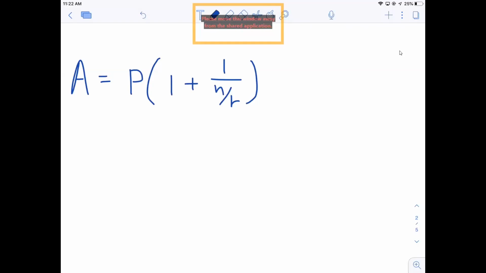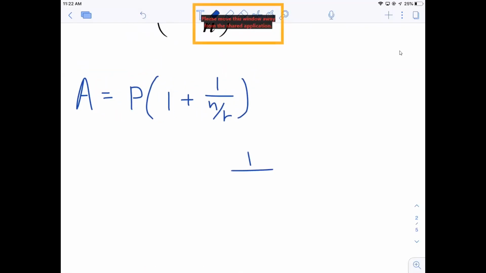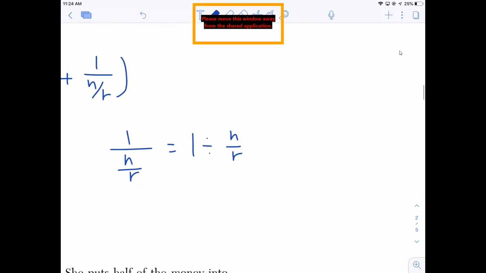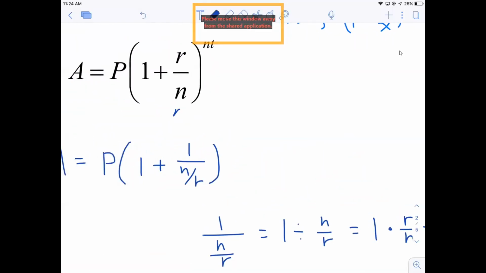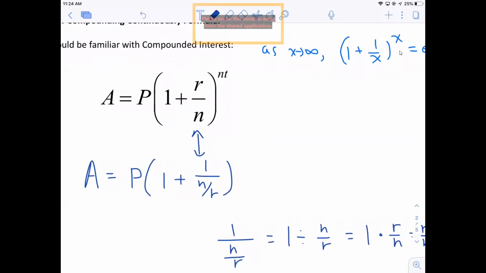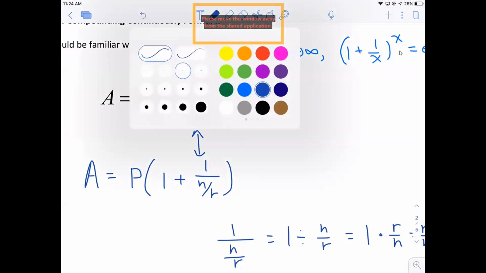So I hope you guys agree that 1 over n over r, right, that is 1 divided by n over r. And we know division is multiplication by the reciprocal, so that's just 1 times r over n, which is r over n. Right, so I did not do anything to my original equation, right, my original formula. I didn't change it, like numerically or value-wise. I just changed the way it looks. It's still the same.